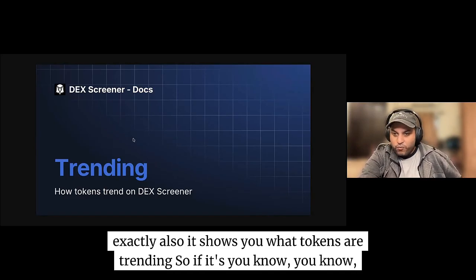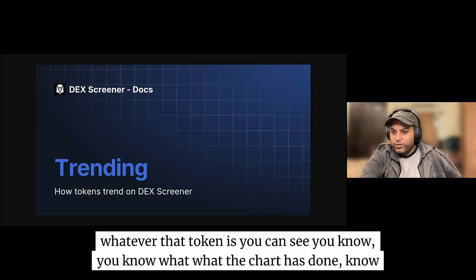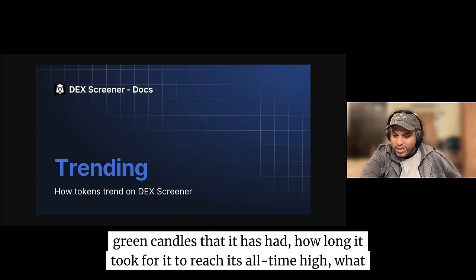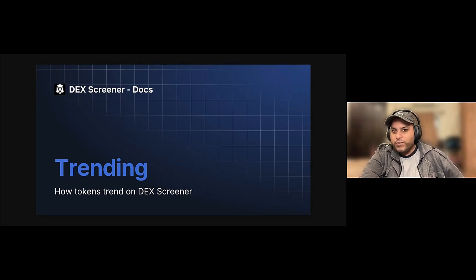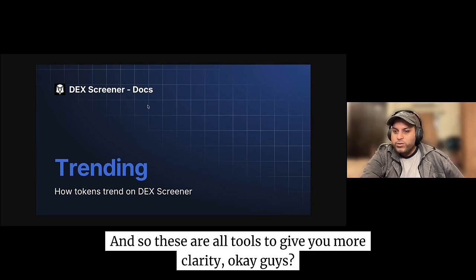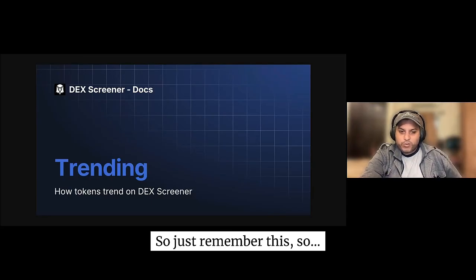Whatever that token is, you can see what the chart has done, how many green candles it has had, how long it took to reach its all-time high, what the all-time low was, how old the coin is, what it is doing, and why it's trending. These are all tools to give you more clarity. Okay, guys, just remember this.